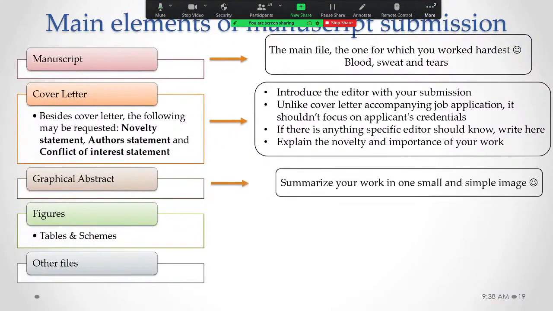Sometimes, rather frequently, a graphical abstract is required as a part of submission. This is actually the artistic part of your manuscript submission and preparation. It means that you should summarize your work in one small and simple image. This is the part of the manuscript preparation which I really like, because you can be really creative.